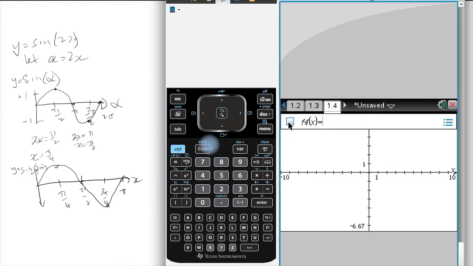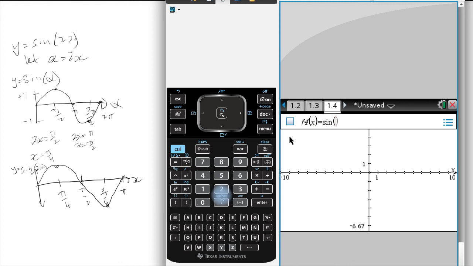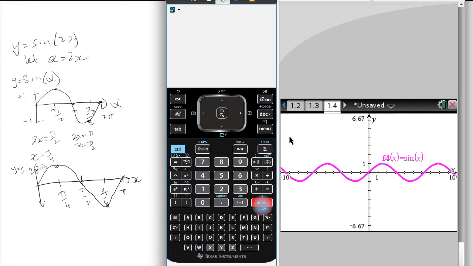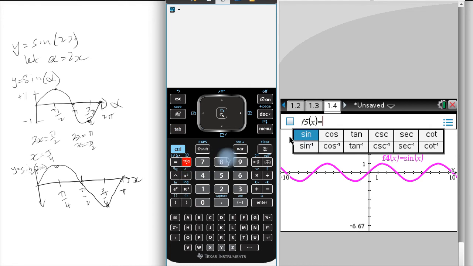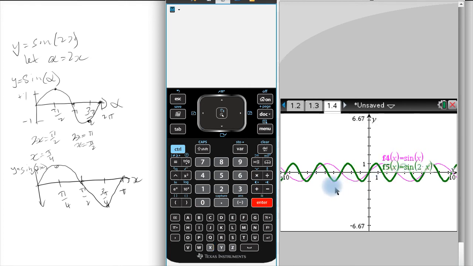So first let me just draw a graph of y equals sine of x. Now our next graph will be y equals sine of 2 times x. And you'll be able to see the squashing effect. So the pink one's our original, and this green one, it's been squashed. In other words, the period is half as big.